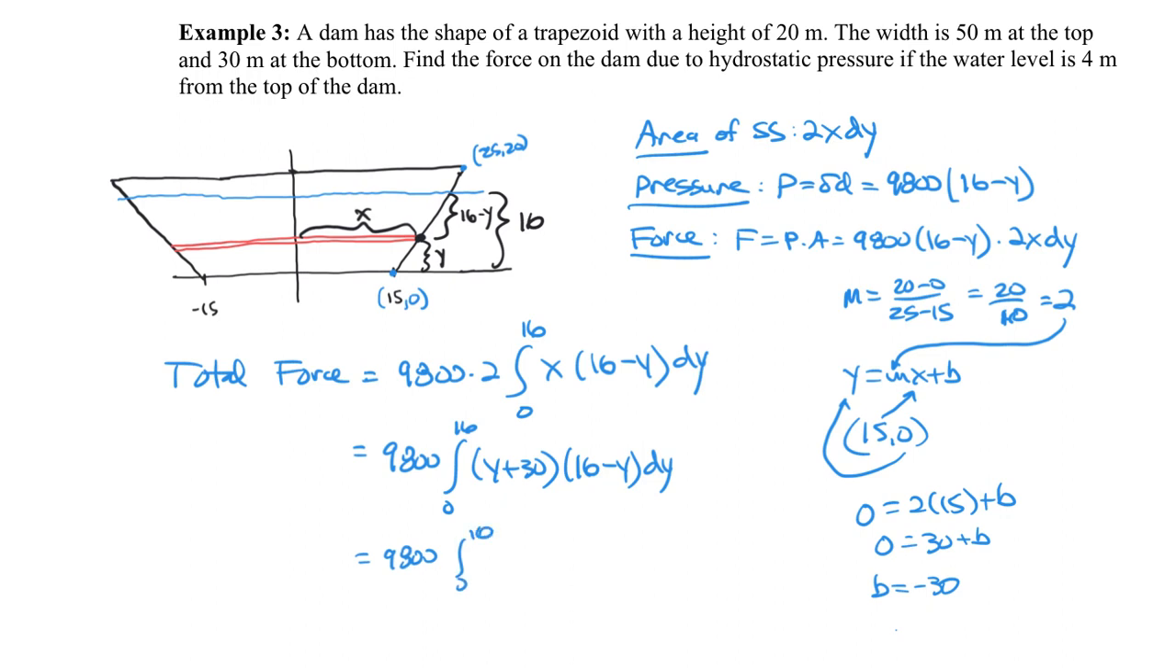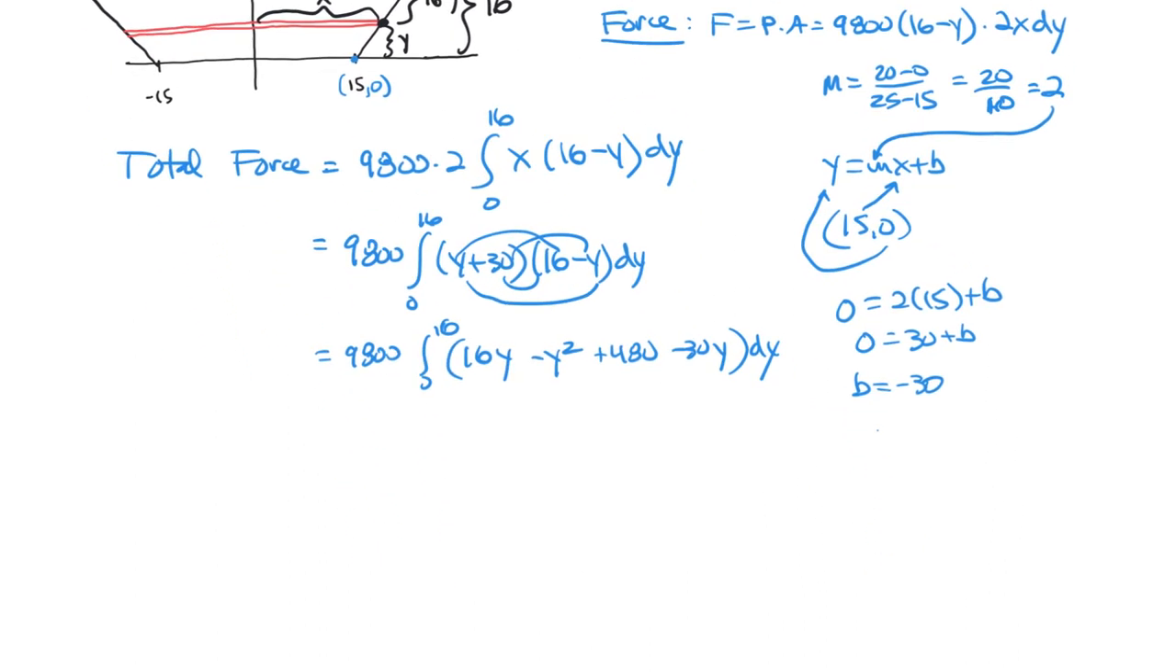9,800, 0 to 16. First times first gives us 16y. Outside times outside minus y squared. Inside times inside plus 480. And then last times last is minus 30y. dy. And we can definitely clean this up. So this would give us 9,800, 0 to 16, minus y squared, minus 14y plus 480 dy.